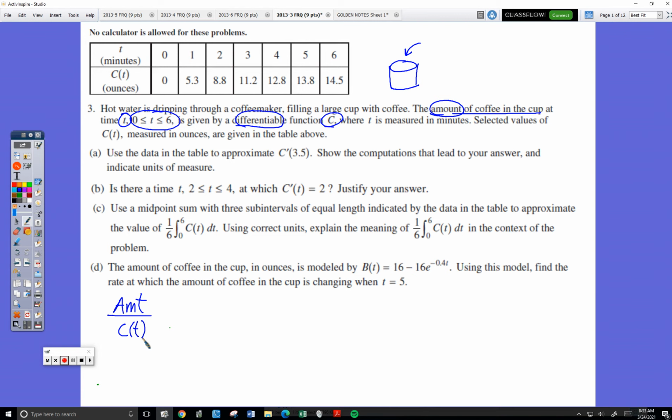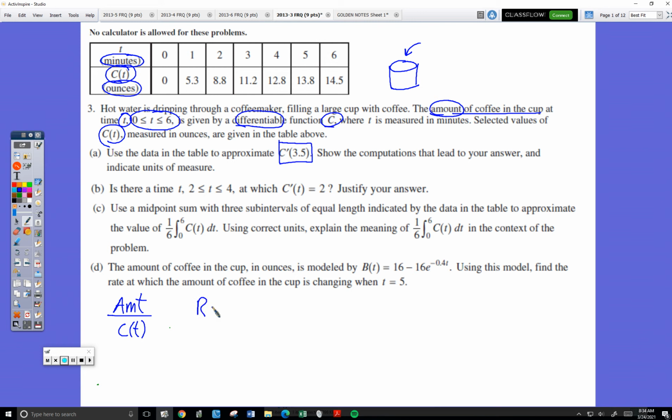Okay, they give me units here. I just want to keep track of units: minutes and ounces. Selected values of C. Always selected values for tables. Okay, so I know where I'm at with the information. The information is basically telling me there's an amount of coffee in a cup, C of t. Part A: use the data in the table to approximate C prime of 3.5.